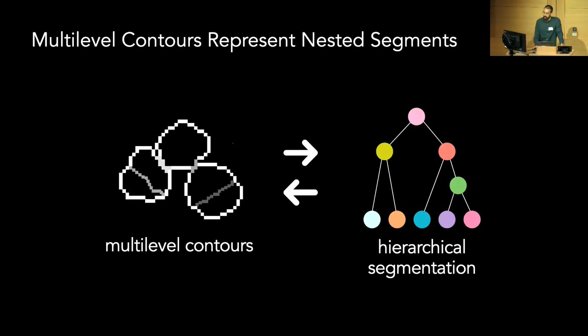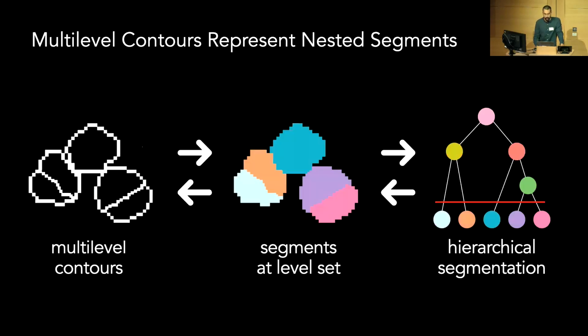A multi-level contour is equivalent to a hierarchical segmentation, represented here as a dendrogram. To get a segmentation from a multi-level contour, you can just think about binarizing it and applying the same scheme that I showed before. It's equivalent to picking a threshold on the dendrogram of the hierarchy. And as you increase the threshold, you're merging segments, and you have a single segmentation. So you form this tree structure.